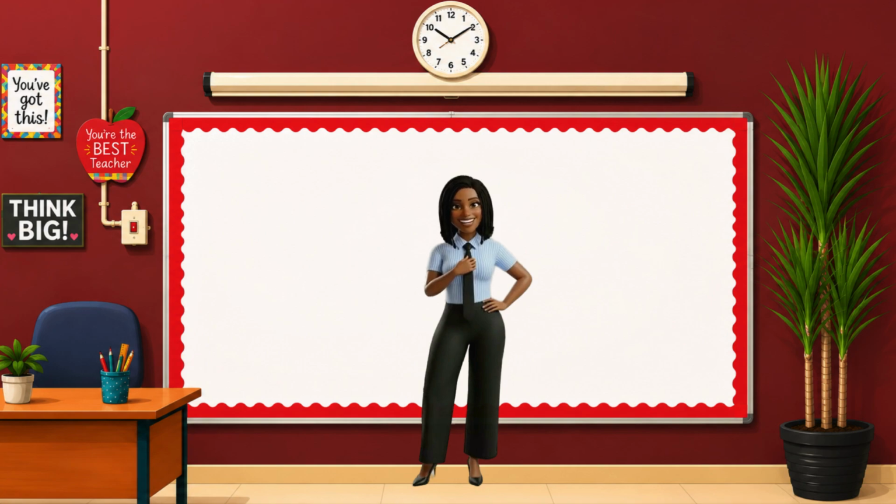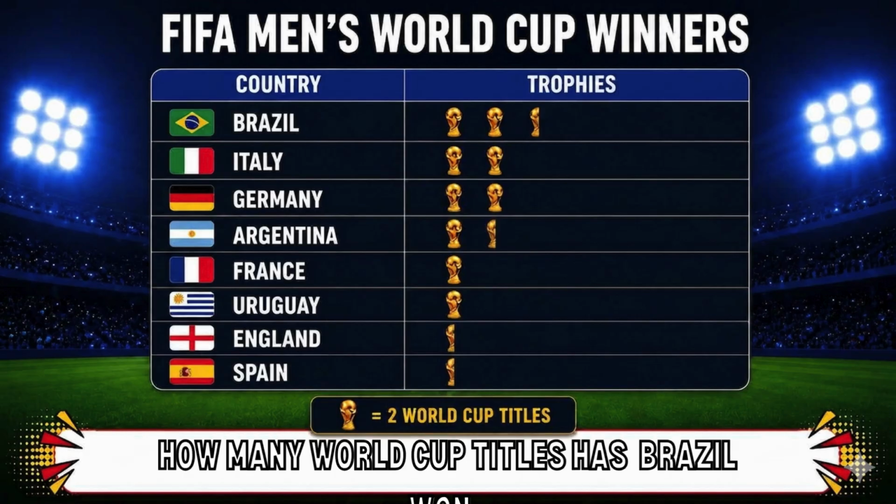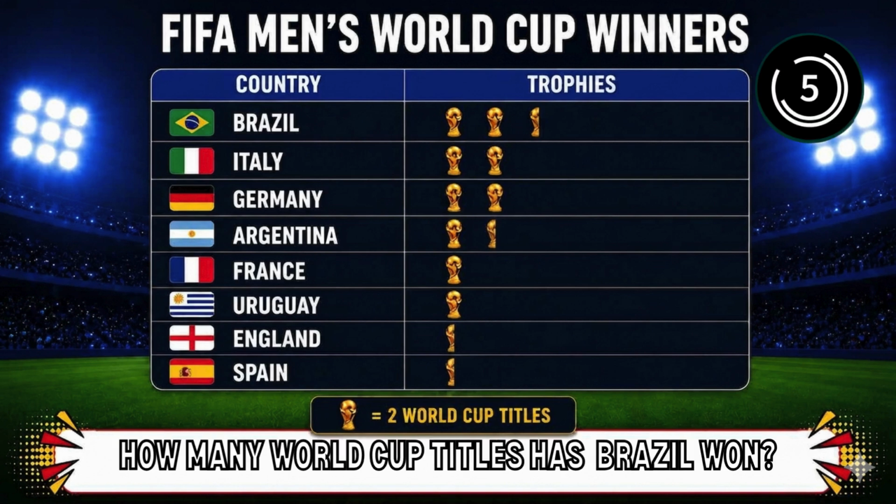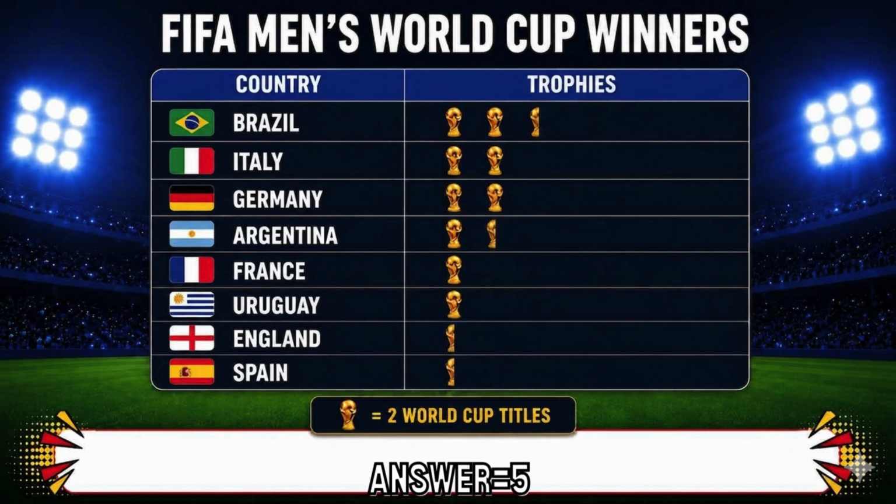Let's do some practice questions. How many World Cup titles has Brazil won? You get it? The answer is 5. Brazil has 2.5 symbols, therefore 2.5 times 2 is equal to 5.